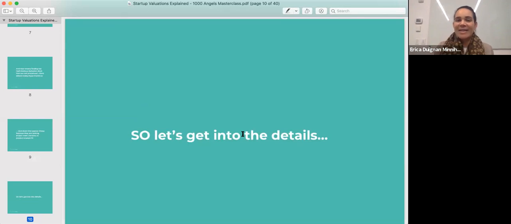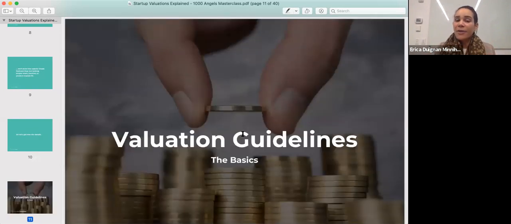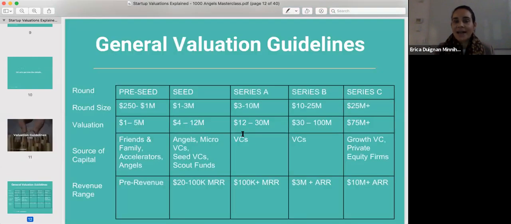So we're going to get a little bit into the details and go over the basics of valuation guidelines. This chart here shows you guys some general valuation guidelines that you can take a look at. And I think that this is probably one of the most important things to keep at hand as you're trying to understand where a company is and how we establish valuation. So typically there are a few different rounds of funding that an early stage company will participate in, and you'll hear these terms thrown around a lot.